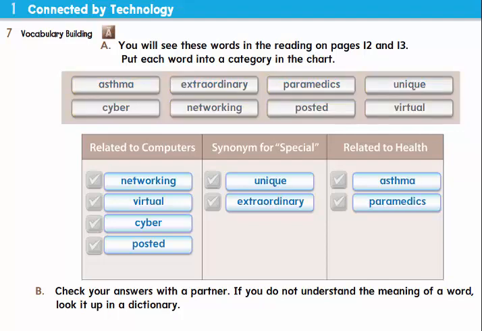Here are the answers. B. Check your answers with a partner. If you don't understand the meaning of a word, look it up in a dictionary.